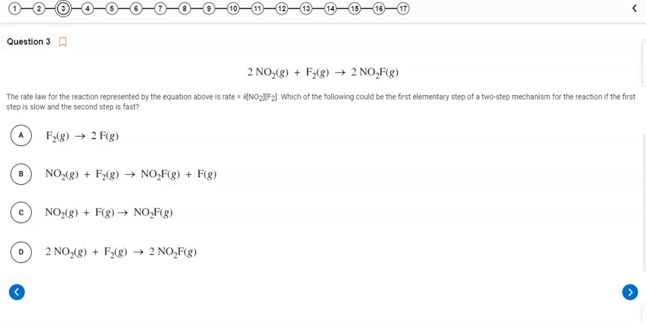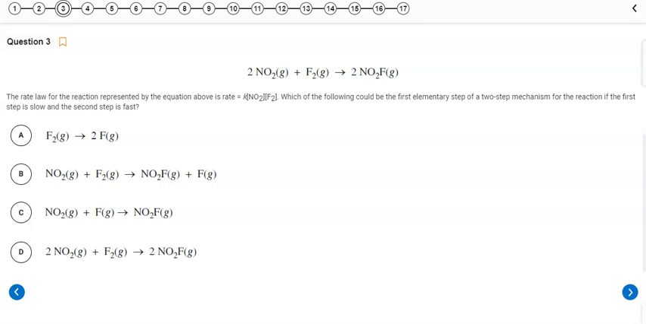Okay, you got to remember that. You have to determine those exponents experimentally. Which of the following could be the first elementary step of a two-step mechanism for the reaction if the first step is the slow step and the second is fast?